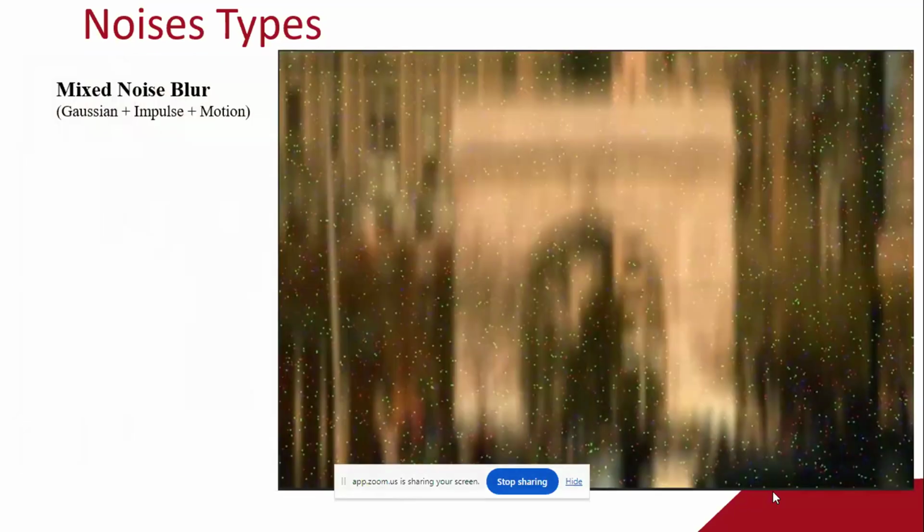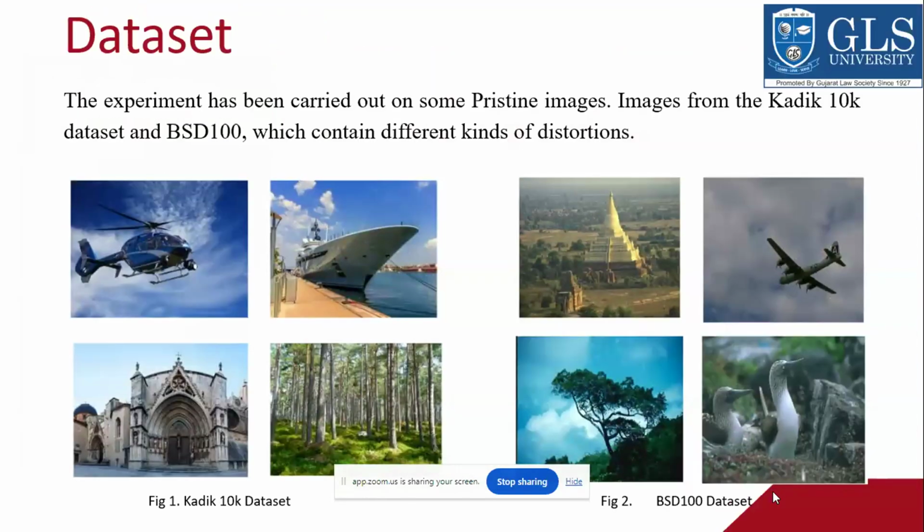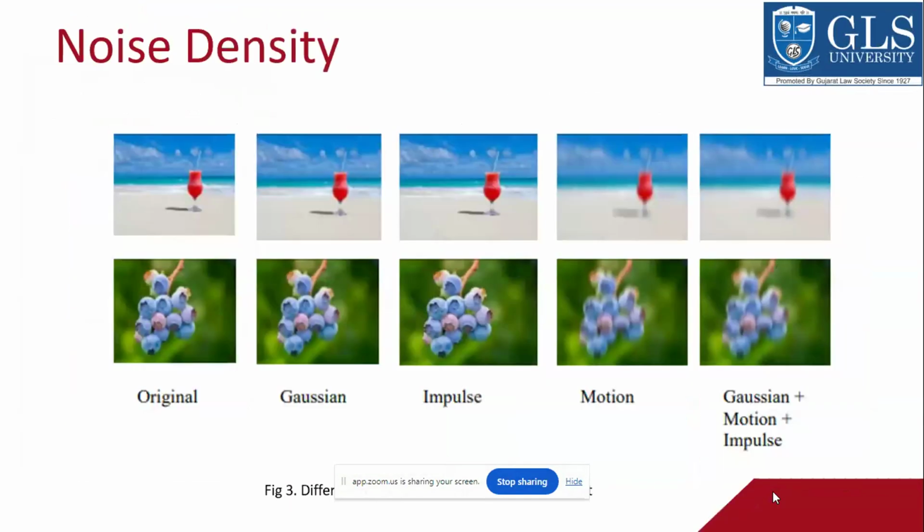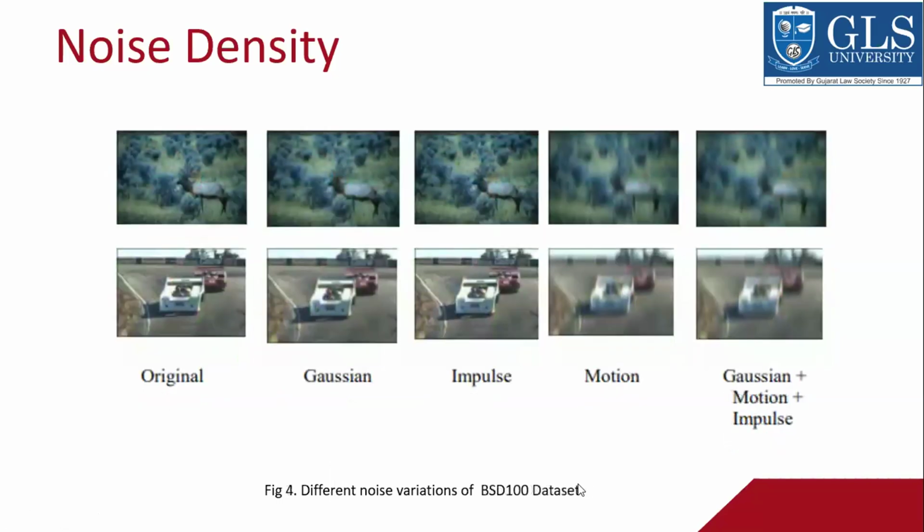And I created one more type of noise, which is a mixed type of noise. It is a combination of Gaussian, impulse and motion type of noise. So I use some pristine images from two different data sets, which are the CADIC 10K data set and BHD 100 data set. These are the sample images of these data sets, and these are the different noise variations of CADIC 10K and BHD 100, which represent the original, Gaussian, impulse, motion and mixed types of noise images.